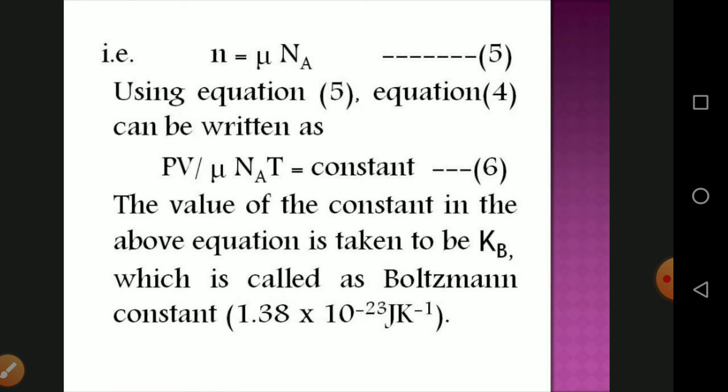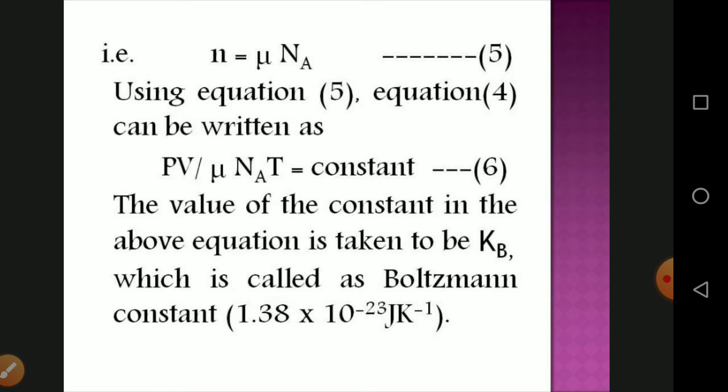Using these equations 5 and 4, we can write PV is equal to mu Na T. That means N is equal to mu Na. So we should write PV divided by mu Na T is equal to a constant.